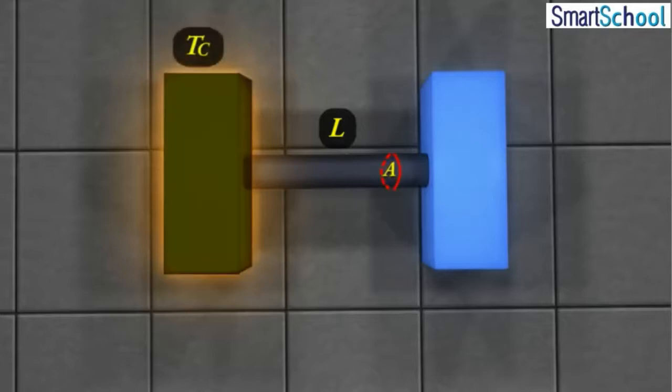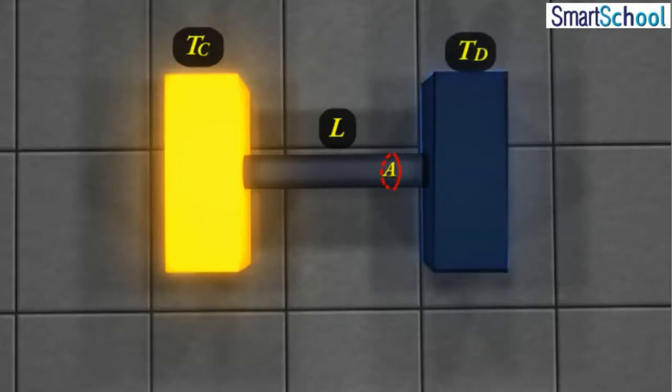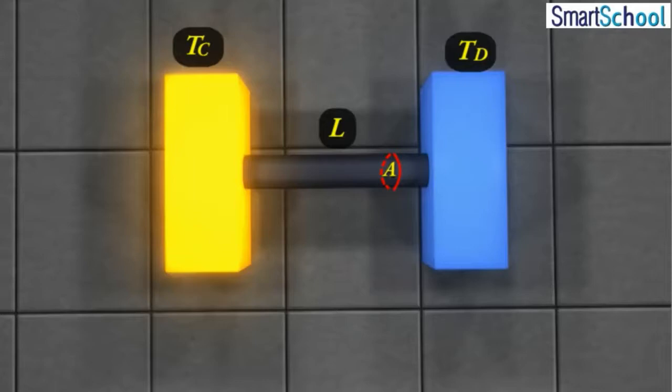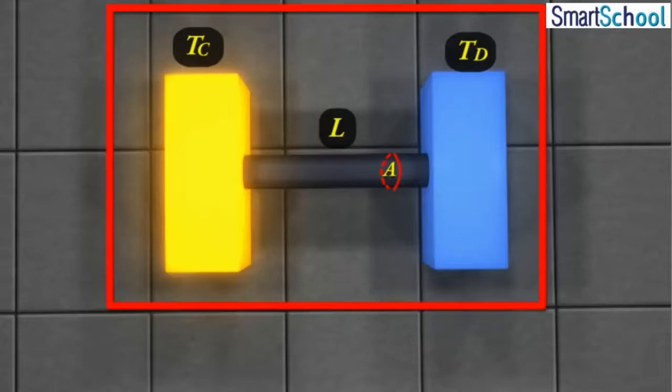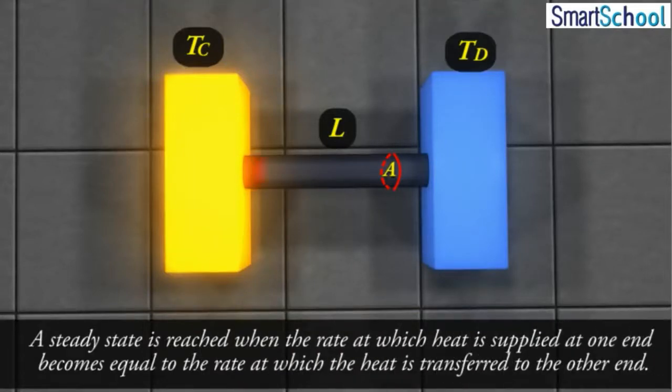Let us consider a metallic bar of length L, cross-section A, whose ends are maintained at Tc and Td degrees Celsius. Here we assume that the system is isolated from the surrounding. After some time, a steady state is reached when the rate at which heat is supplied at one end becomes equal to the rate at which the heat is transferred to the other end.